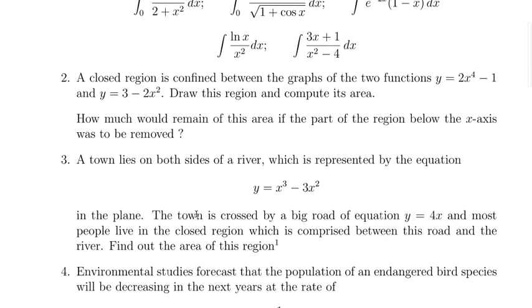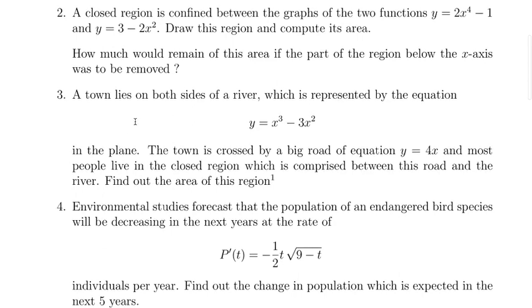Okay, third exercise. A town lies on both sides of a river, which is represented by the equation y equal to x cubed minus 3x squared in the plane. The town is crossed by a big road of equation y equal 4x, and most people live in the closer region, which is comprised between this road and the river. Find out the area of this region.